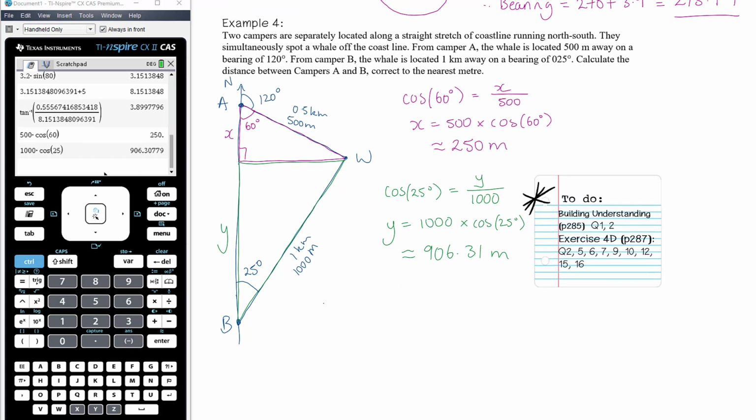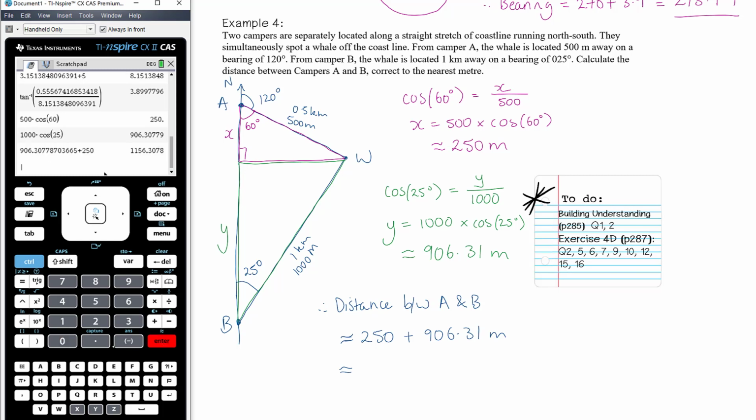Okay, so therefore the distance between A and B is going to be equal to 250 plus 906.31 metres, which is, if I add 250 onto that last calculation I did, to the nearest metre is 1,156 metres, or you could have written that, if you'd worked in kilometres, it would have been 1.156 kilometres. Okay, either is perfectly correct.